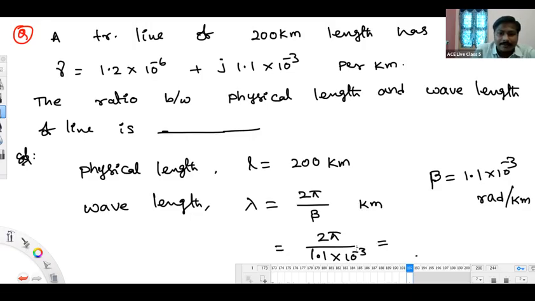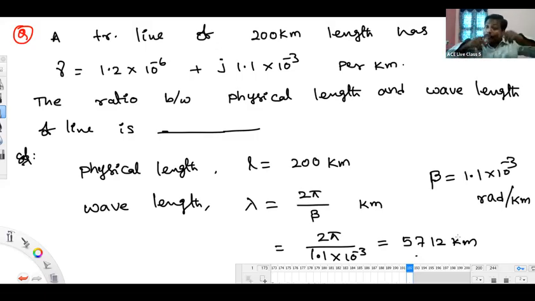How much is this number you are getting? 5712 kilometers approximately. What's the meaning of that? Listen to me. The physical length of the transmission line is 200 kilometers, what we are giving in the problem. And the wavelength of the transmission line is 5712 kilometers. Practically on the tower, I have only a line of 200 kilometers.